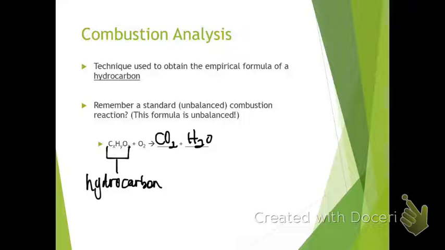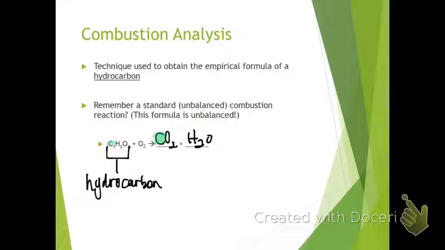One thing we can think about here is our fire triangle. We need fuel for a fire, which would be our hydrocarbon. We need oxygen to keep that fire going, and we need a spark to ignite it. So here in this unbalanced chemical equation, we see our hydrocarbon and the oxygen. Again, the products are always going to be CO2 and water.